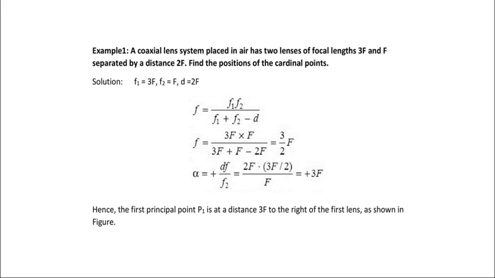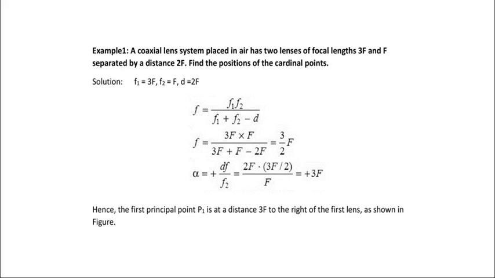Let us solve some examples relating to the topic. Example 1. A coaxial lens system placed in air has two lenses of focal lengths 3F and F separated by a distance 2F. Find the positions of the cardinal points.